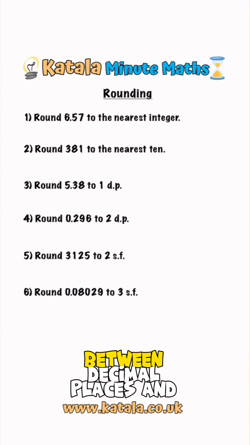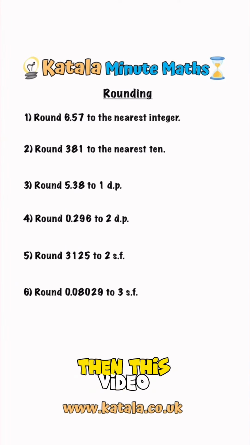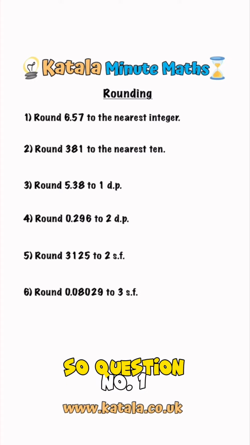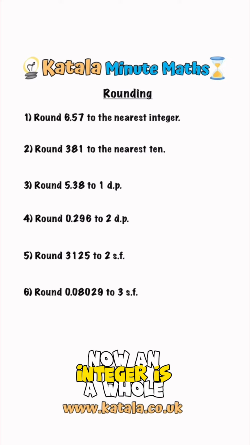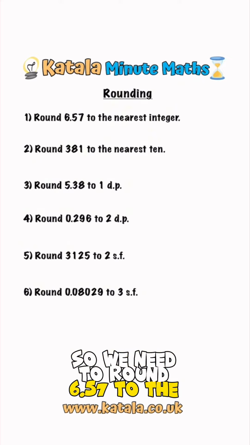If you're confused on the difference between decimal places and significant figures, then this video on rounding should clear all that up. So question number 1, we're rounding 6.57 to the nearest integer. Now an integer is a whole number, so we need to round 6.57 to the nearest whole number.